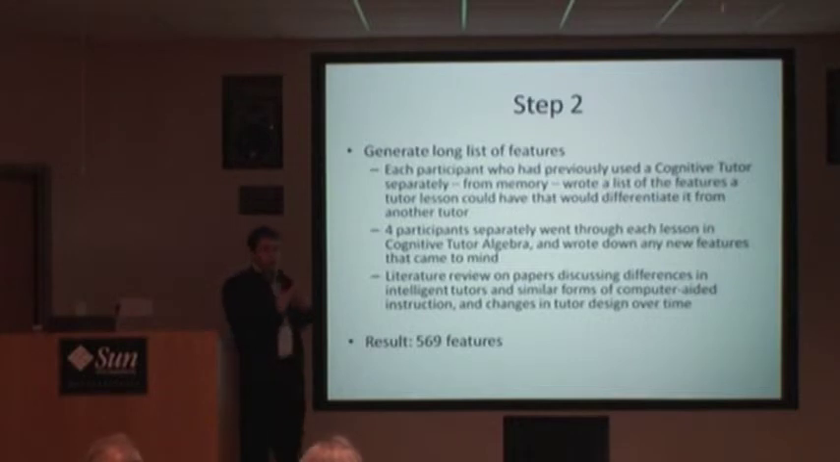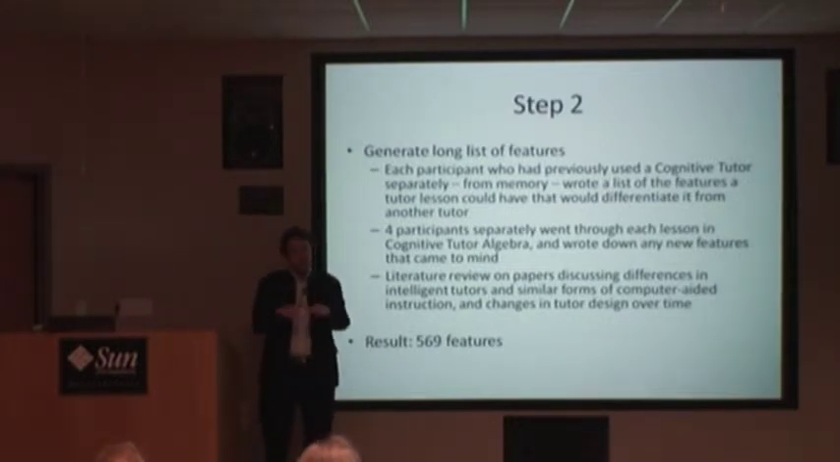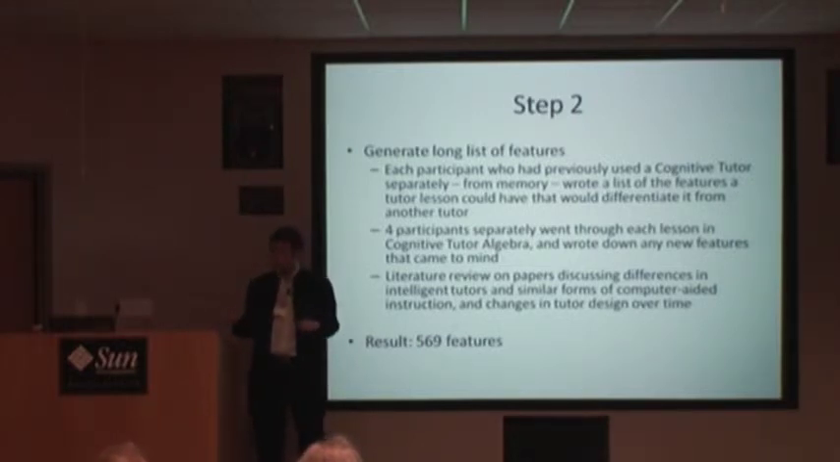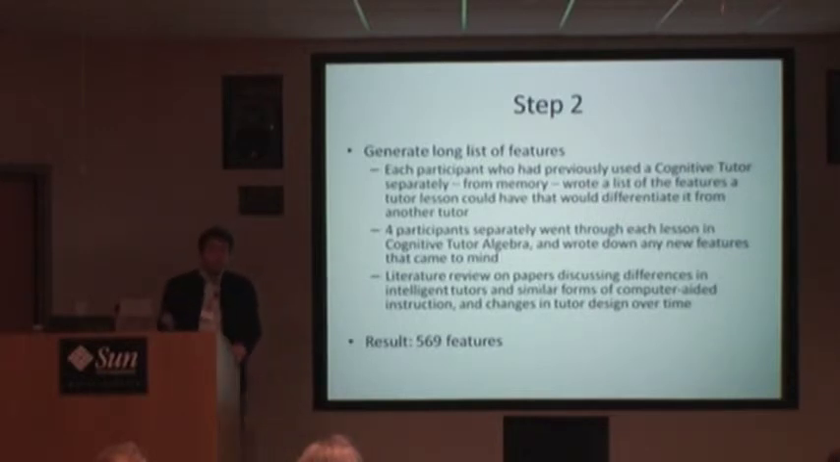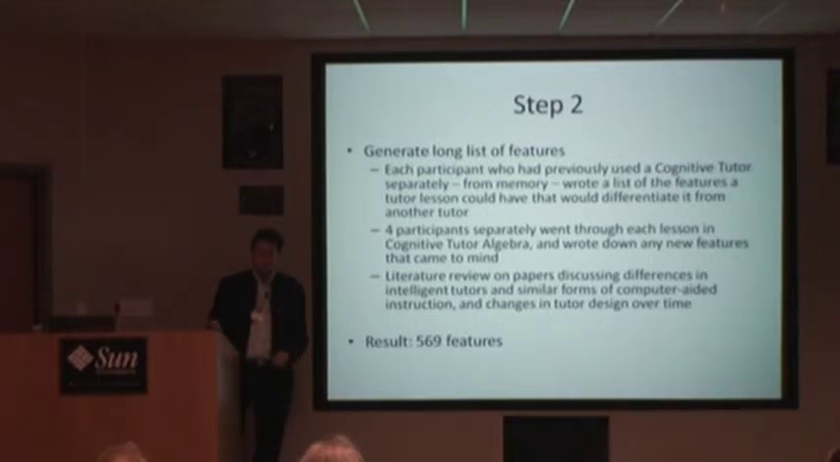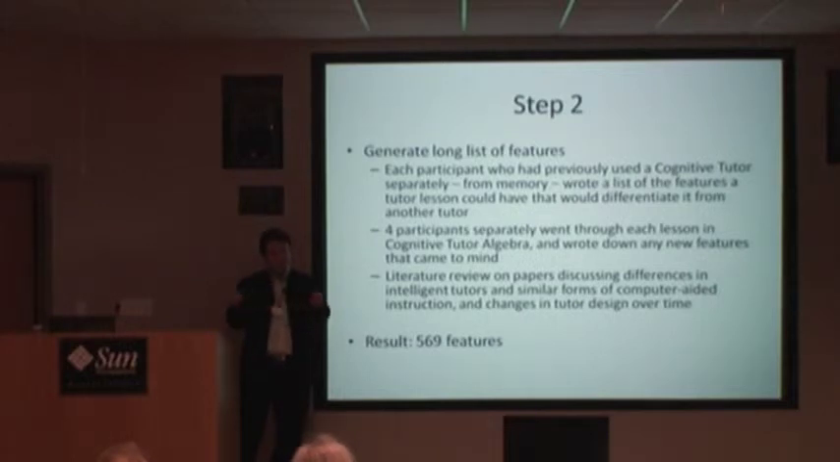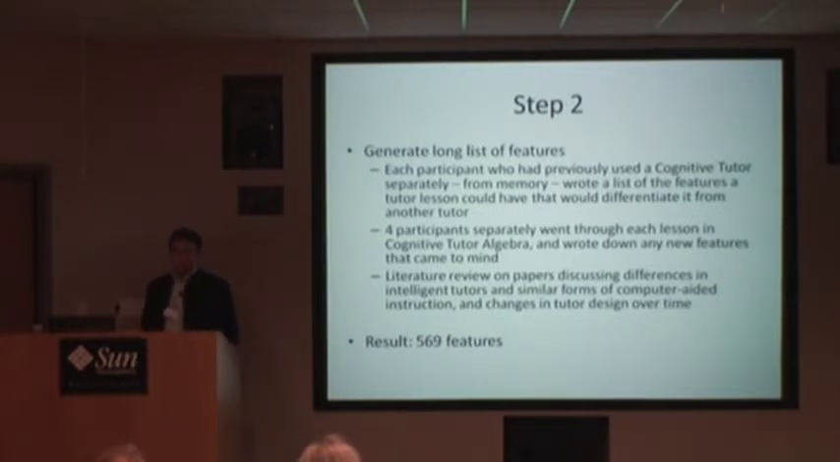The next step was to generate a long list of features. Each participant who had previously used a cognitive tutor separately sat down and, from memory, without looking at anything, wrote down a list of all of the things that could differentiate two tutors. After that, four of our participants went through every single lesson in this curriculum and wrote down additional features that came to mind after they looked at it. One of those people was the person who'd never seen a cognitive tutor before. And then I did a fairly extensive literature review on the design of educational software and intelligent tutoring systems to find other potential features. That gave us a big list of 569 ways that tutor lessons can differ.